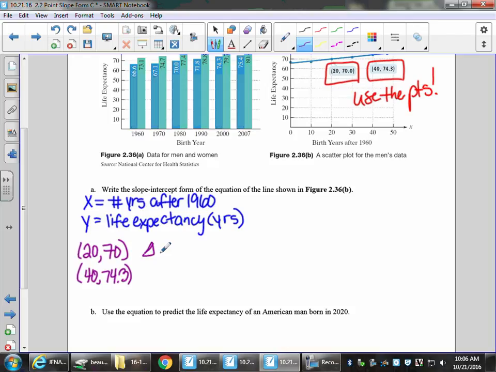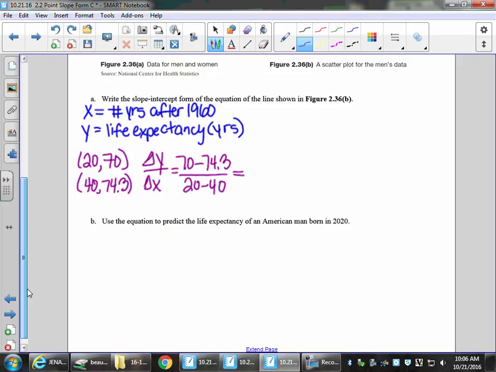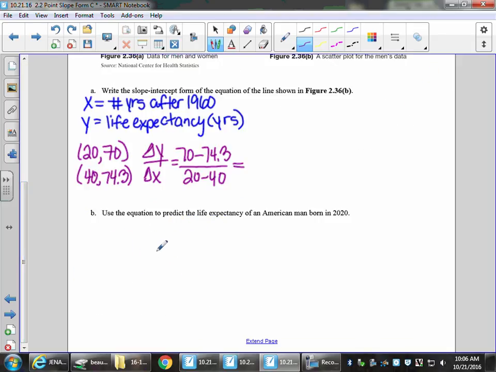How do we calculate that slope? What's the change in y divided by change in x going to look like? 70 minus 74.3 divided by 20 minus 40. I need a decimal rate of change, please. So use your calculators. Negative 4.3 at top in the numerator divided by, good, divide. I need a decimal unit rate.